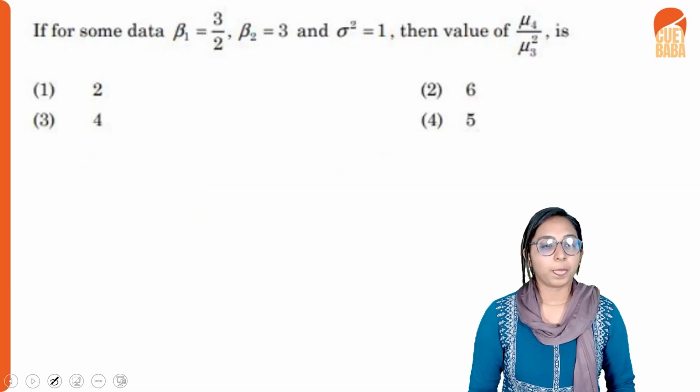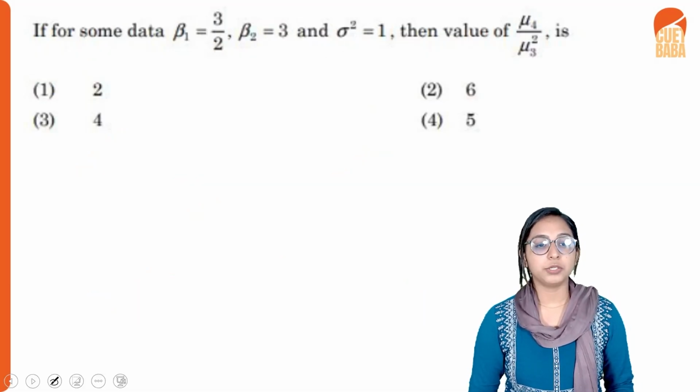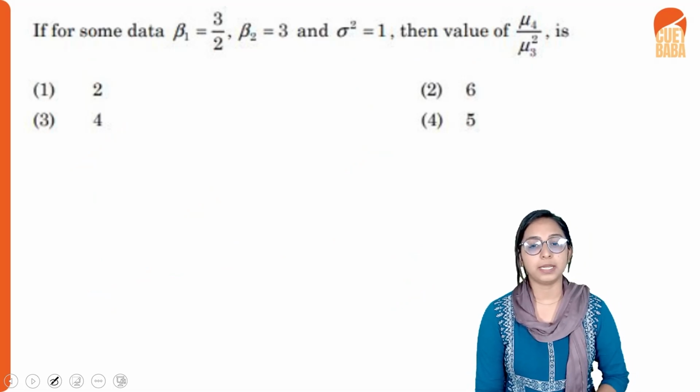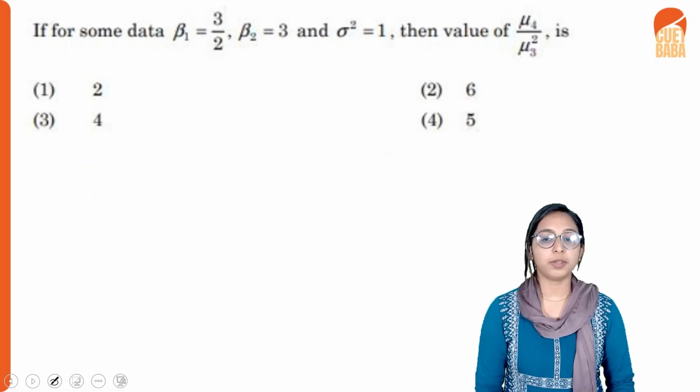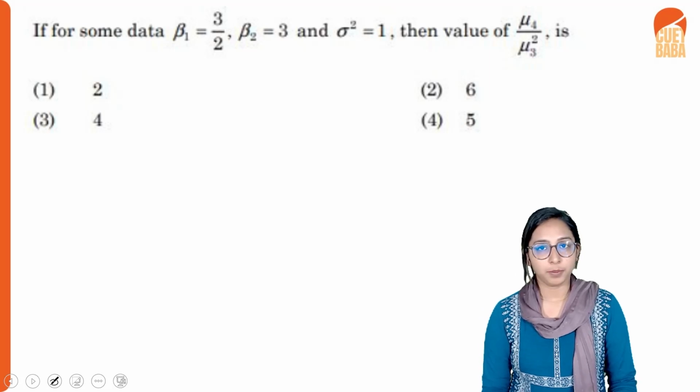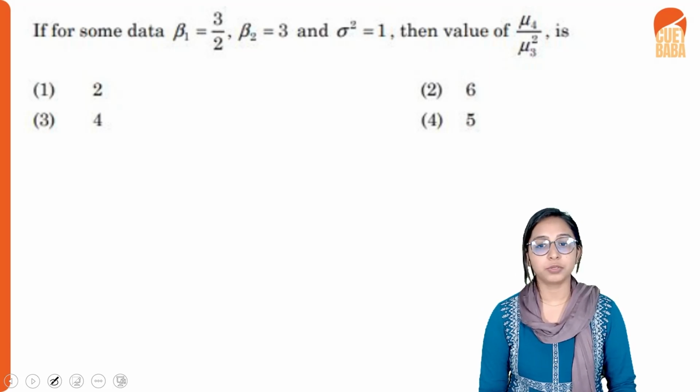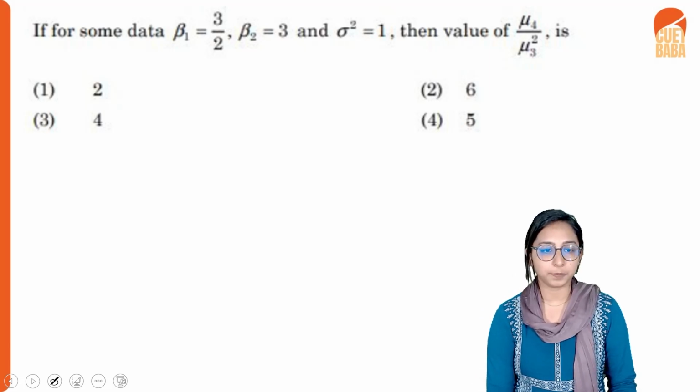Now next question. If for some data beta 1 is equal to 3 by 2, beta 2 is equal to 3 and sigma square equal to 1, then the value of mu 4 divided by mu 3 square is. Mu 4 is the fourth moment and mu 3 square is the square of the third moment. We have equations beta 1 equal.